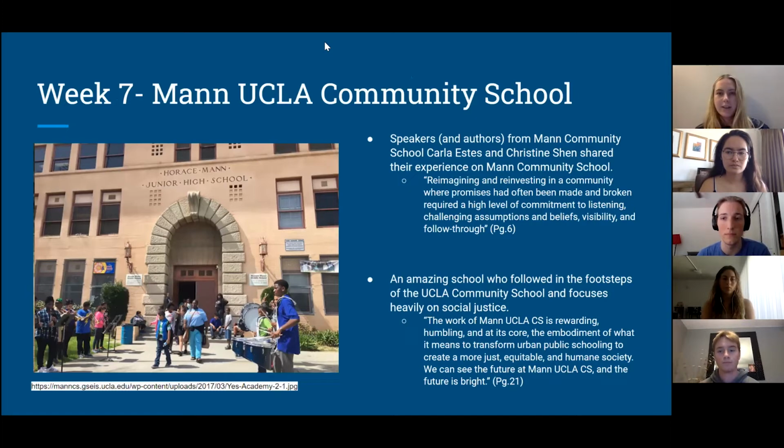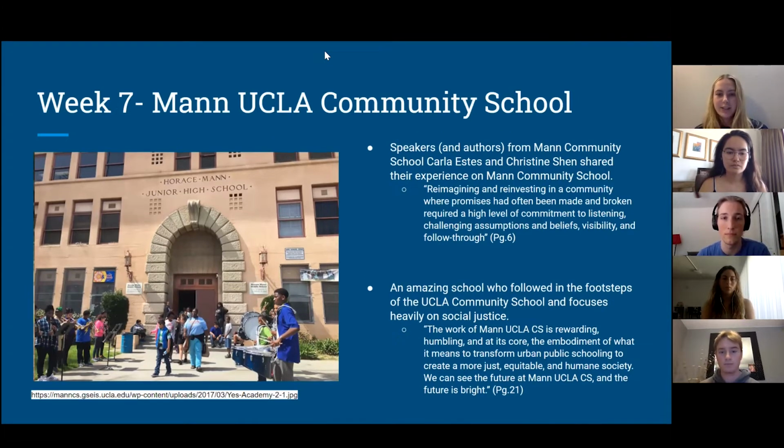And then in week 7, we got to hear from 2 guest speakers and authors from the Mann UCLA Community School, Carla and Christine, who told us about their experience at the Mann UCLA Community School and how it's fighting for social justice and helping all the students. On the left, you can see a picture. I included some quotes on the right about what kind of work they're doing and how they're pushing students forward. But for the sake of time, I'm not going to get into it.